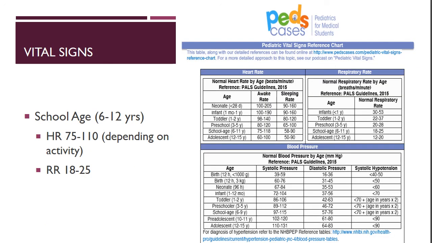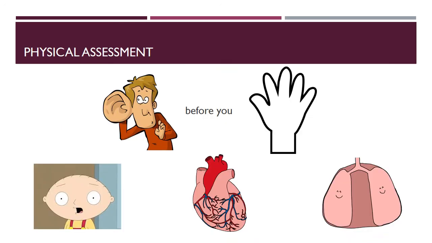Again, here's a lovely chart, but refer to ATI. In school age, heart rate's going to be about 75 to 110 depending on activity. And then your respiratory rate's going to be about 18 to 25. Physical assessments, obviously I'm keen on this: auscultate before you palpate, so remember that.